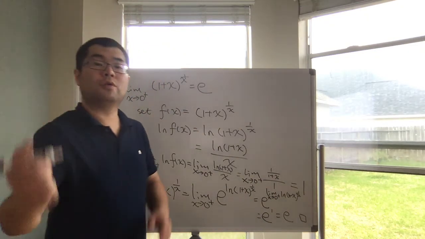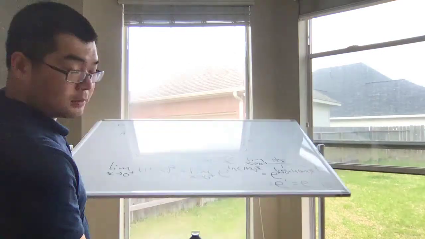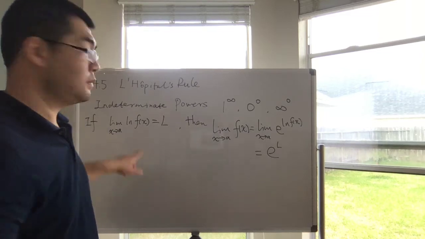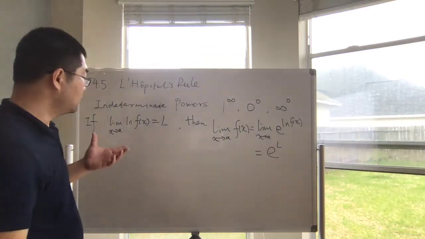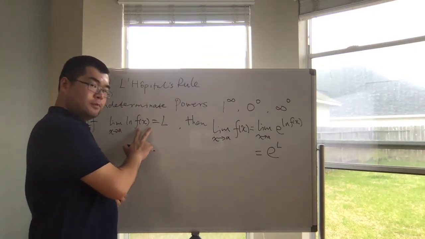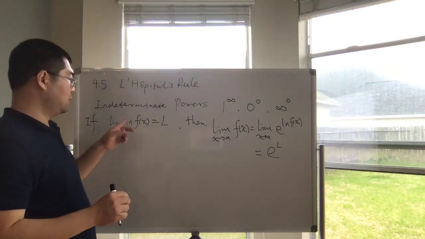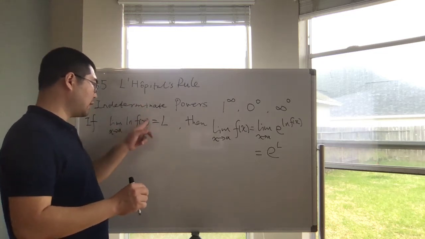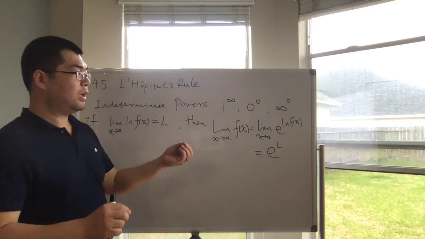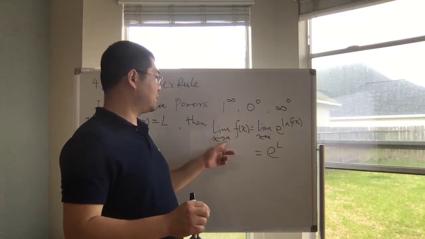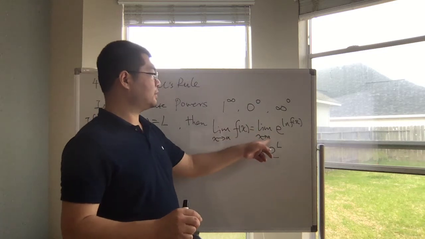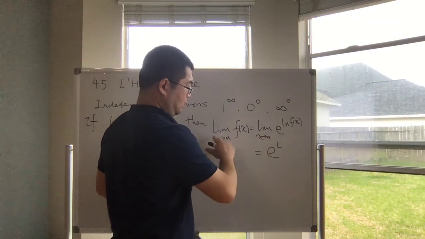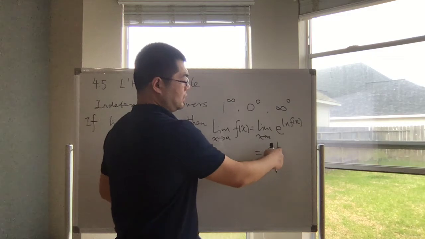And if you go back, we are exactly using this conclusion. Instead of handling f(x), we figure out the limit of ln of f(x), and from this part we conduct the L'Hopital rule. Based on this conclusion, the limit as x approaches a of f(x) equals the limit of e to the power of ln of f(x). We already know this part, which is capital L. So the limit of f(x) equals e to the power of L.